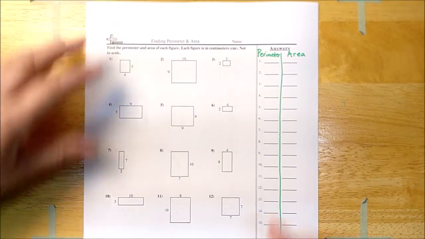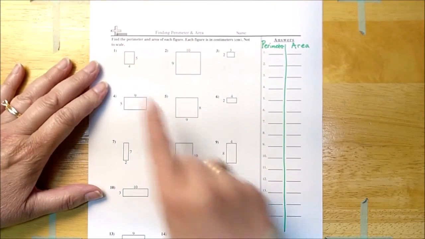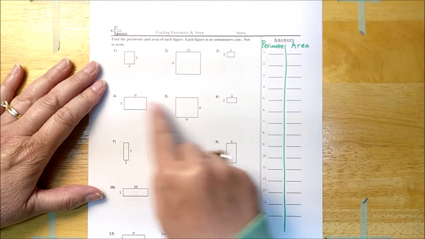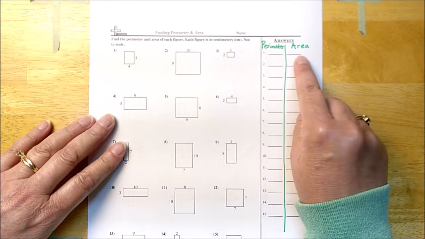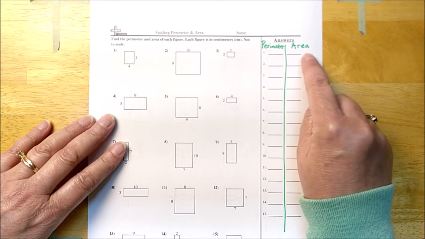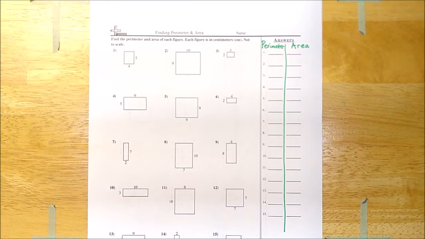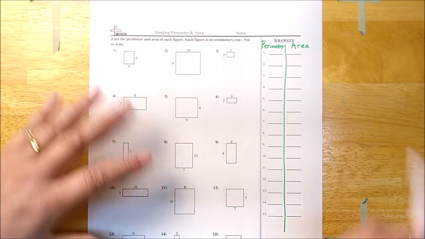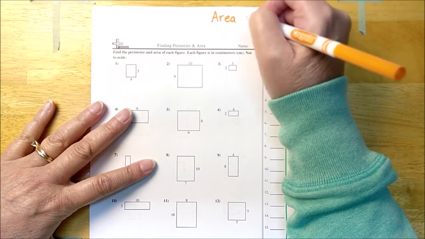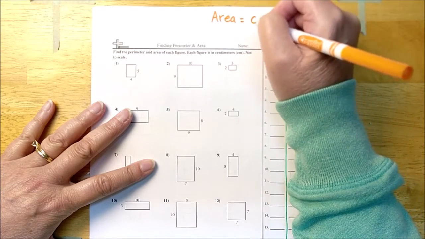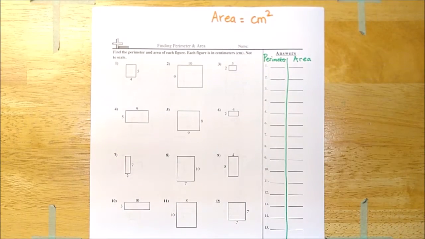So the first sheet says find the perimeter and the area. So you are going to find the perimeter and the area for each one of these rectangles. You're going to put the perimeter answer here and the area answer here. And remember that every time you write an area answer, I'm going to even put this on there so that you don't forget. You'll see this when you get the sheet. Area is centimeters squared. Make sure that you put that on your answer.